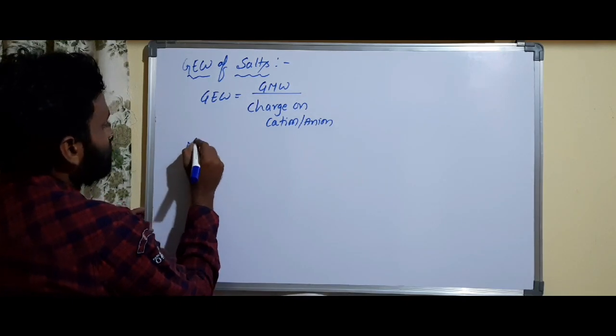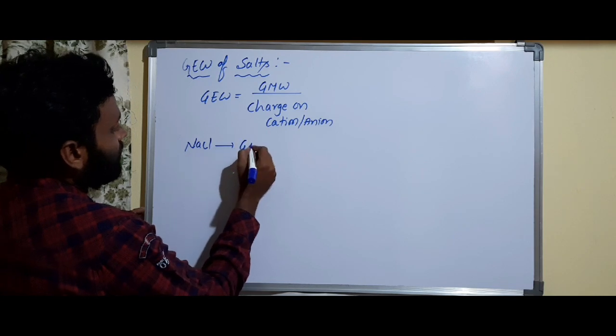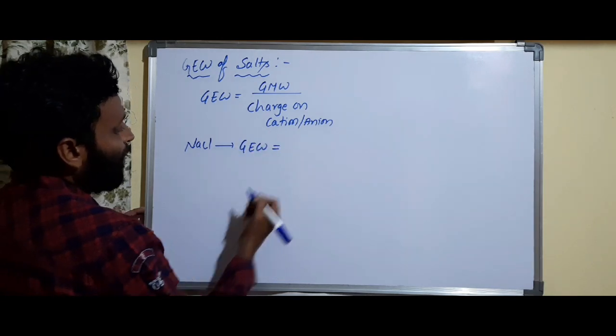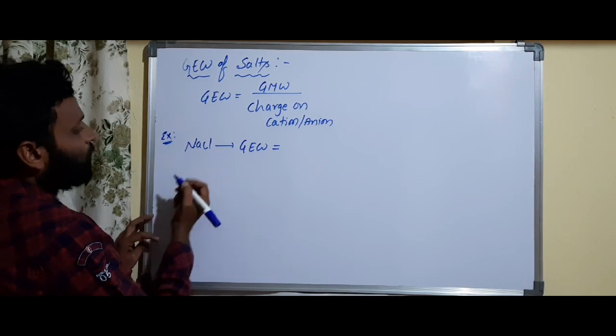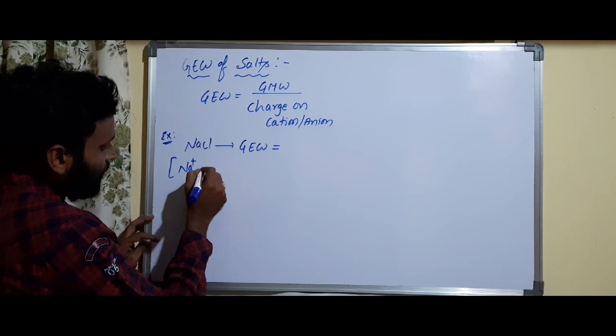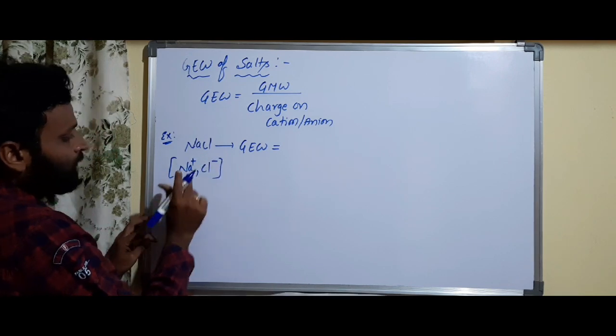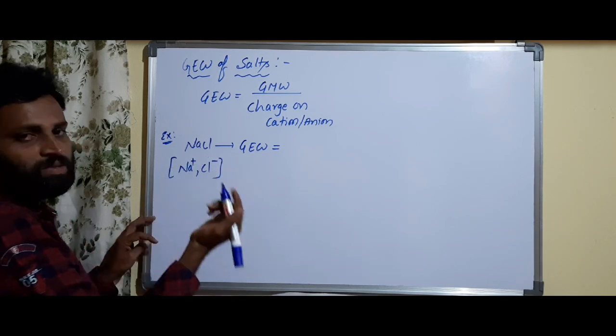Suppose sodium chloride is there. Sodium chloride gram equivalent weight, how much? For sodium chloride, I am giving this example. Sodium chloride means Na plus, Cl minus. So what is the charge here? Positive charge, plus 1. Minus means minus 1.